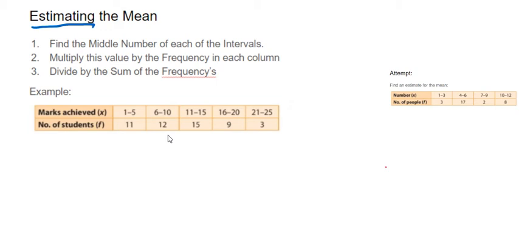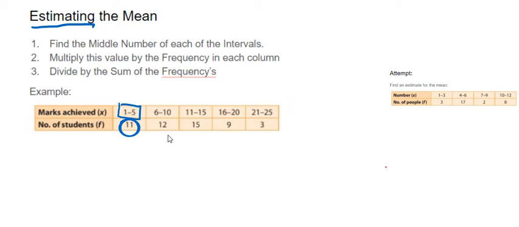So let's look at the first example here. On the bottom we've got our frequencies again, so in this case it's the number of students, and then on top it's the marks that each of them got in an exam. So what this means, if we just take the first column, is 11 different students got between 1 and 5 marks. So that's what it means. It says that 11 students got between 1 and 5 marks.